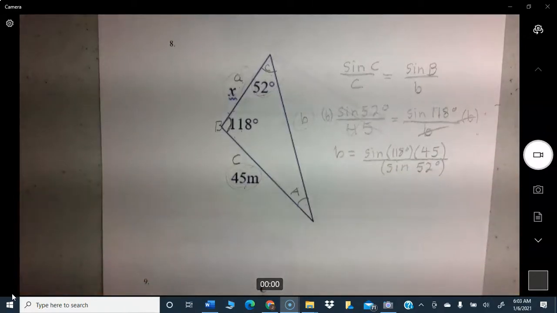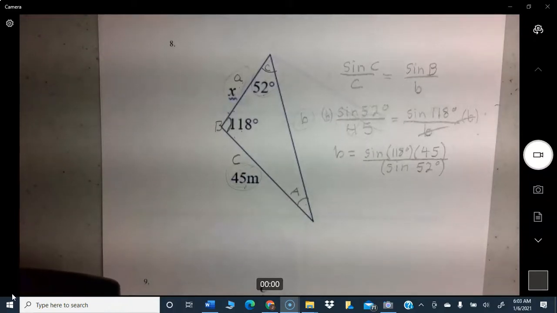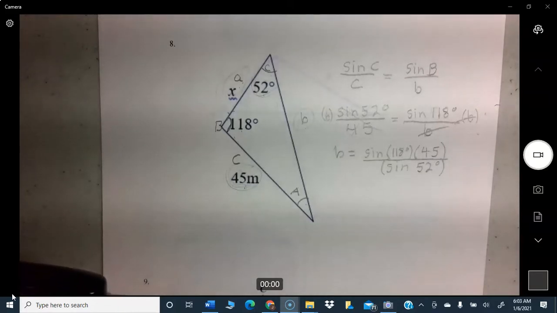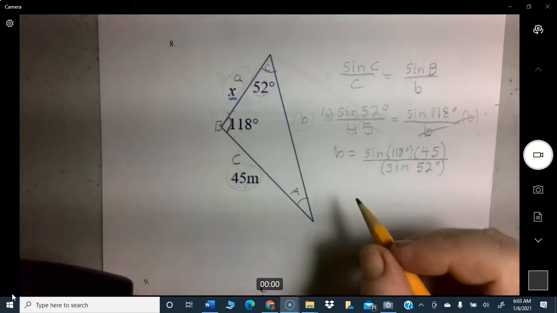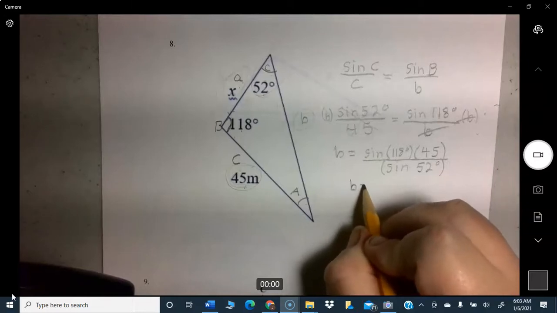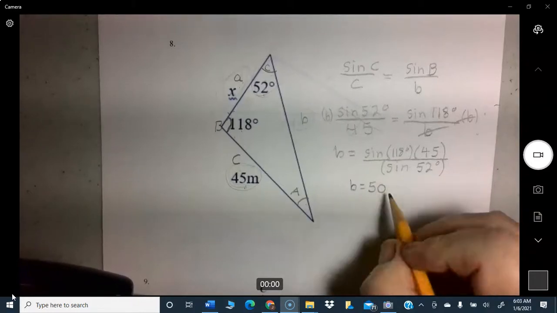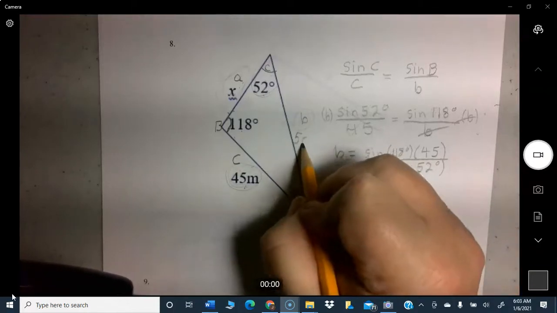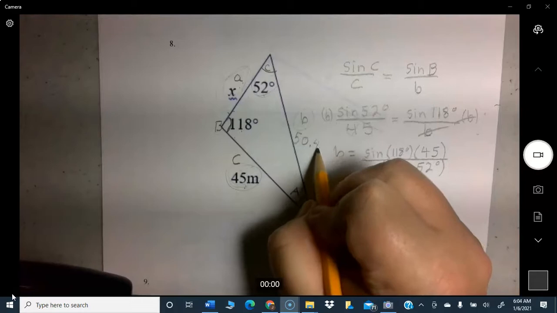Okay, and we just run those on the calculator. Sine 118, get that number, now times 45, get that number, and divide by sine of 52. And that gives us 50.4. That's a distance, the length of the side, so it's 50.4 meters. So right there I can write 50.4 meters.